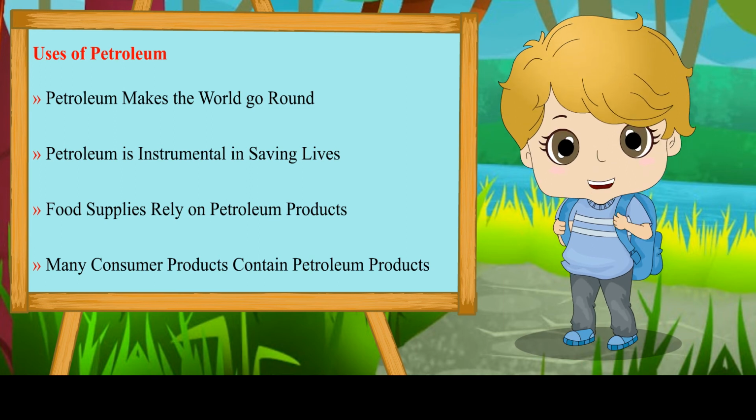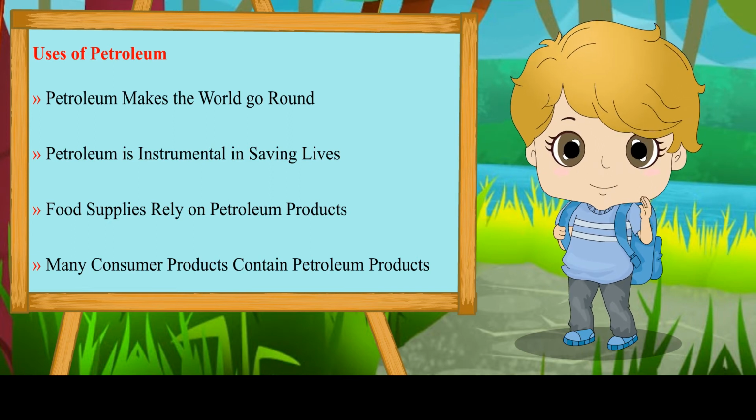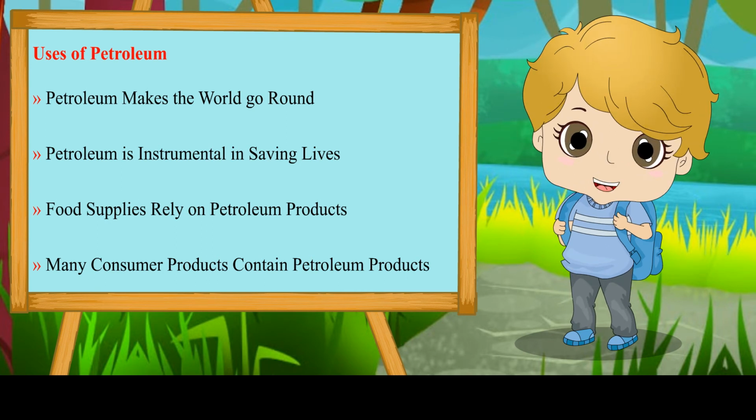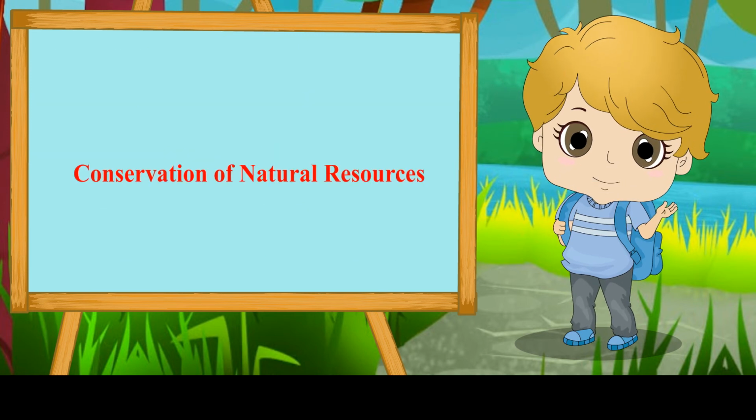Petroleum makes the world go round. Petroleum is instrumental in saving lives. Food supplies rely on petroleum products. Many consumer products contain petroleum products.